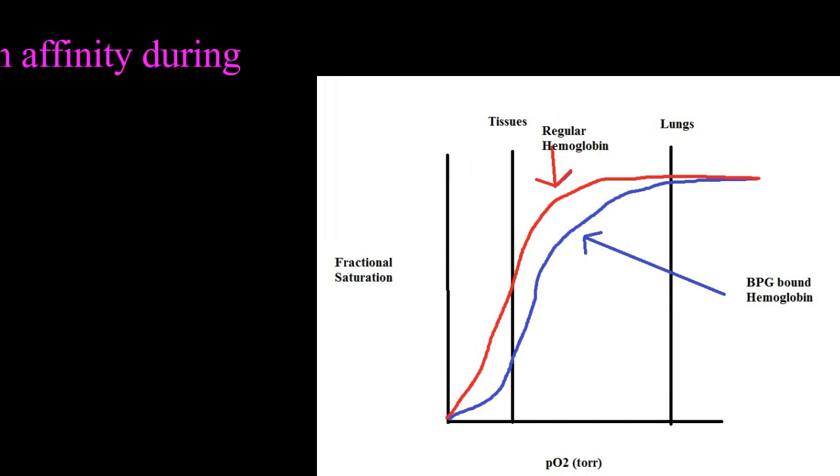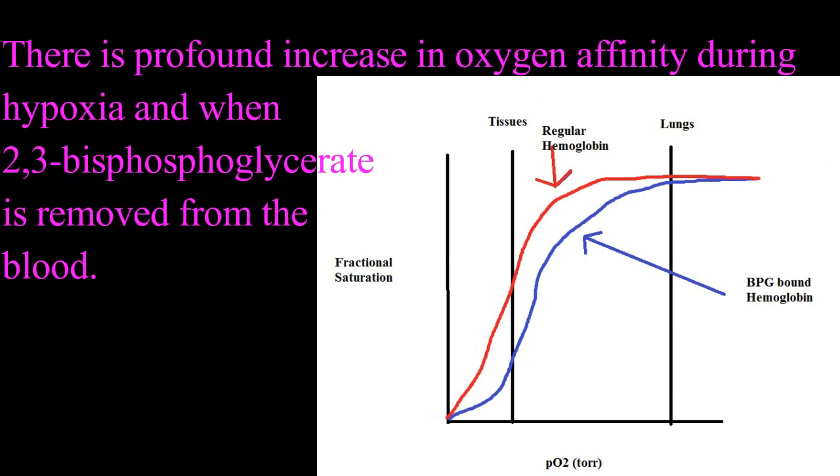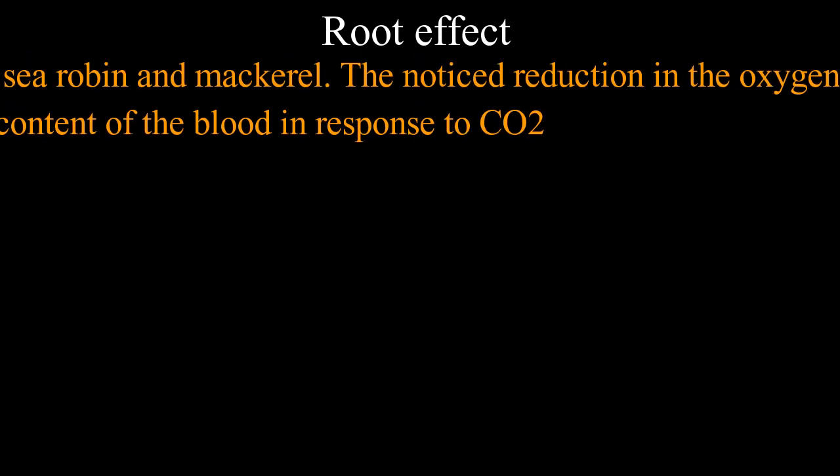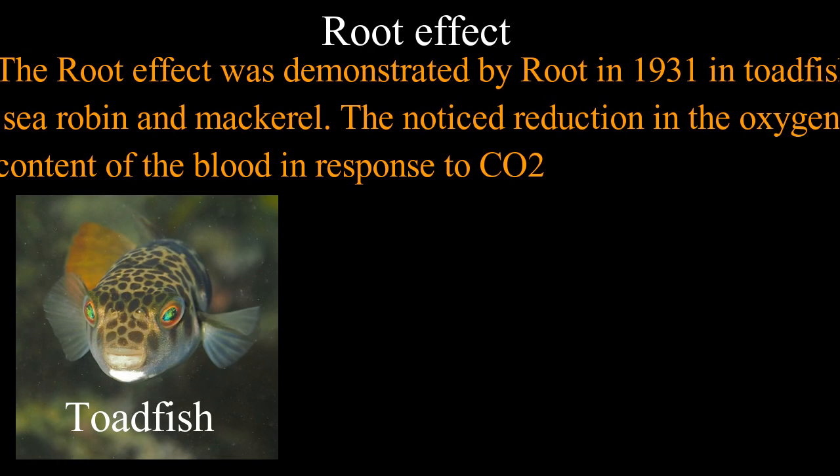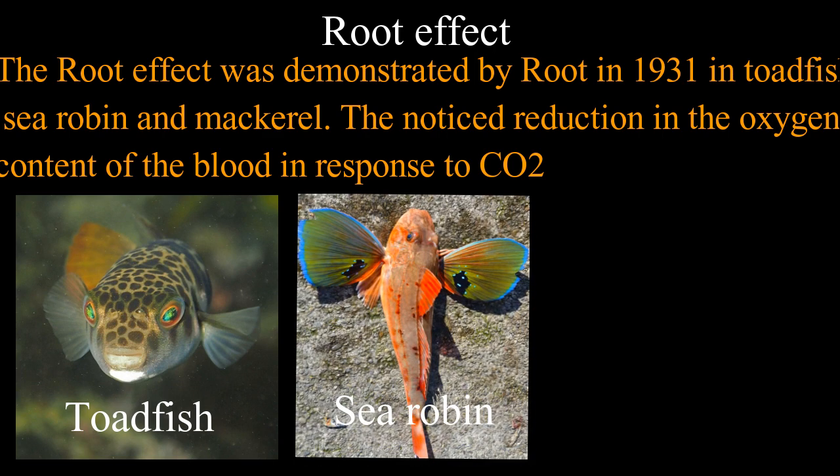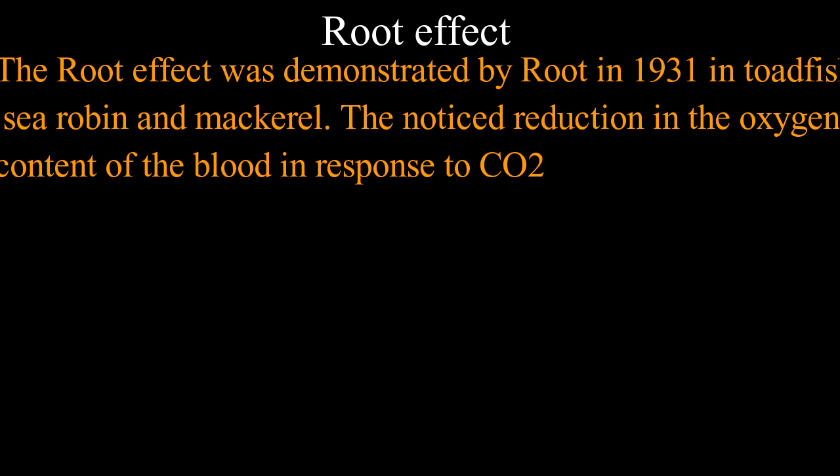There is a profound increase in oxygen affinity during hypoxia and when 2,3-bisphosphoglycerate is removed from the blood. Root effect. The Root effect was demonstrated by Root in 1931 in toadfish, sea robin, and mackerel. They noticed a reduction in oxygen content of blood in response to carbon dioxide.